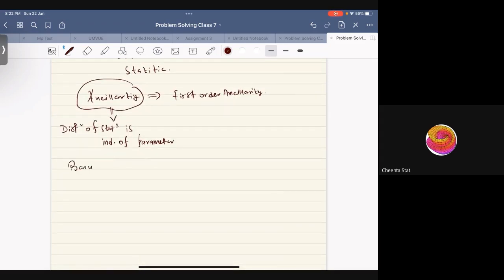Basu's theorem says that a complete sufficient statistic is independent of an ancillary statistic, right?